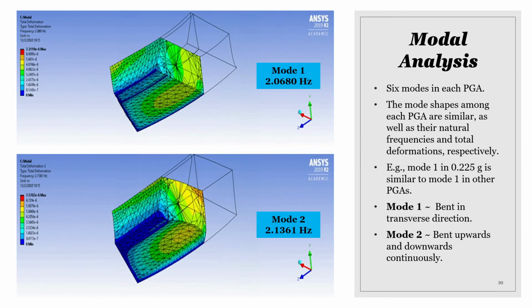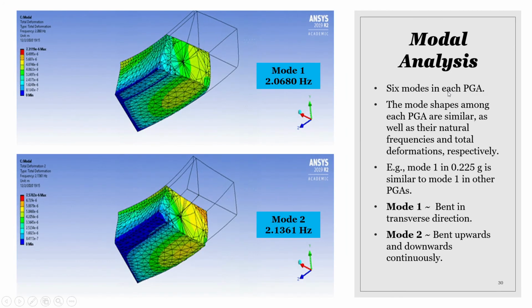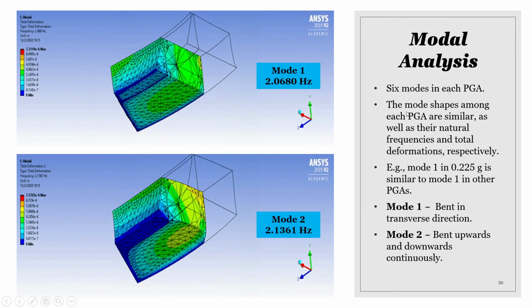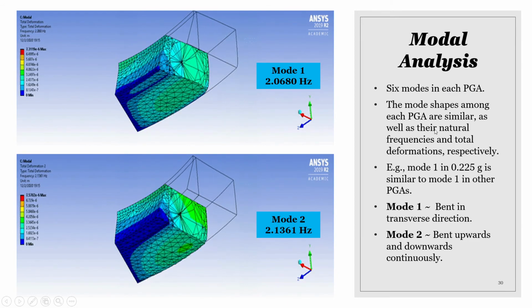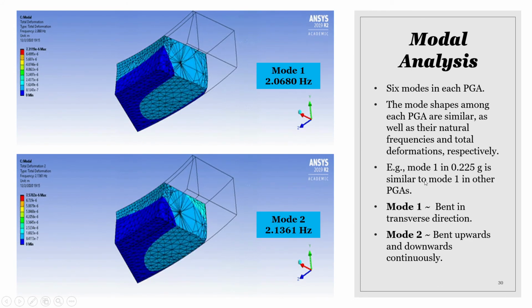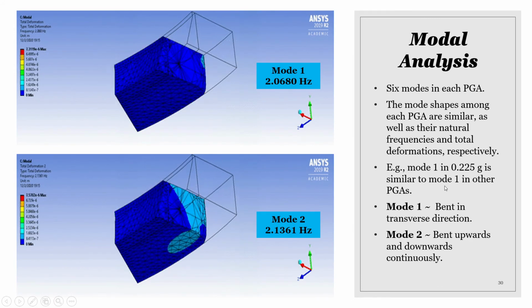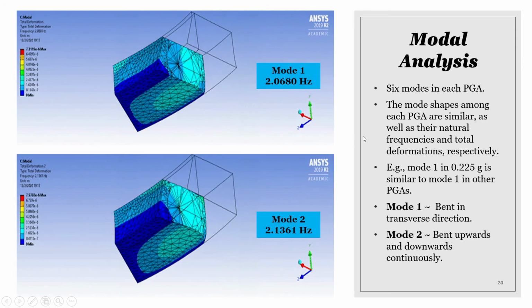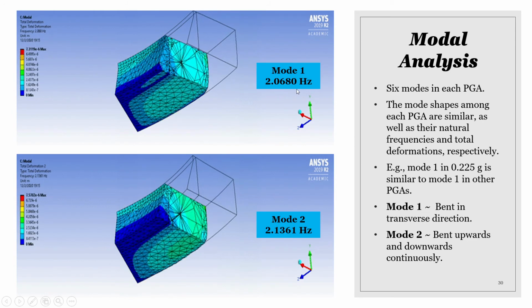From modal analysis, there are 6 modes displayed in each background acceleration, or PGA. The mode shapes among each PGA are similar, as well as the natural frequencies and total deformations respectively. For example, mode 1 in 0.25 gravity is similar to mode 1 in other PGAs. As a result, in mode 1, the dam model bends in transverse directions with a natural frequency of 2.0680 Hz.